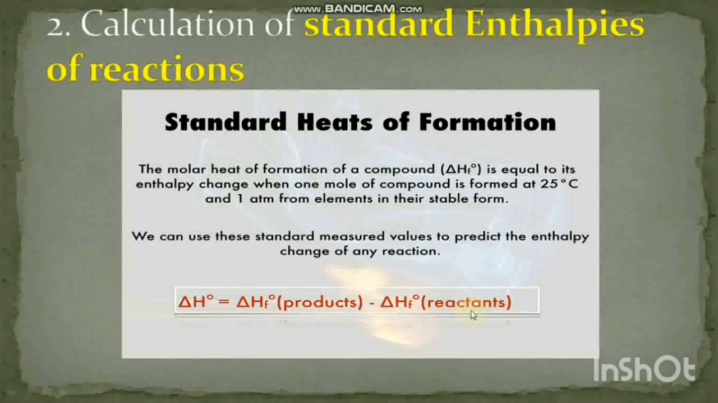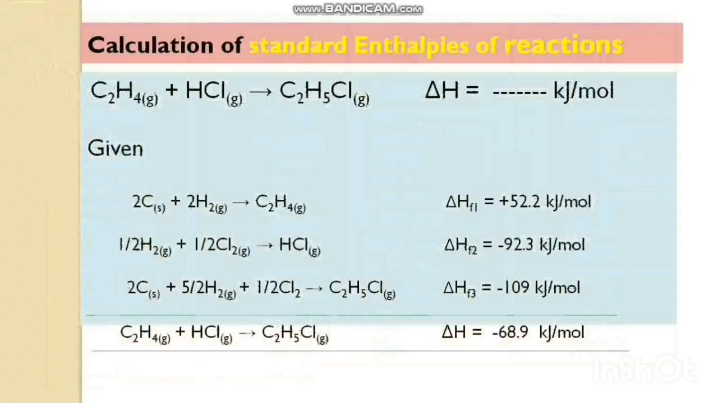Example 1. Ethene gas plus HCl gas give you ethyl chloride gas. Calculate standard enthalpy of this reaction. Given 3 equations and their corresponding enthalpy of formations. First equation is the formation of ethene from carbon and hydrogen, and enthalpy of formation value delta HF1 is equal to plus 52.2 kJ per mole.